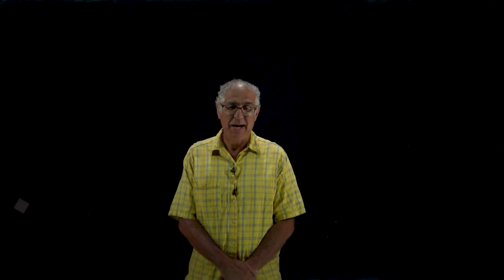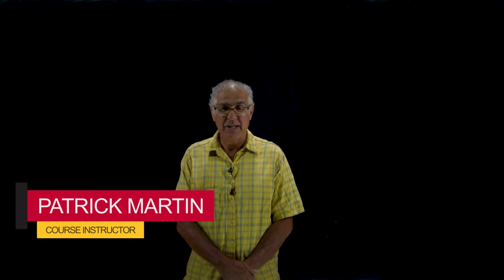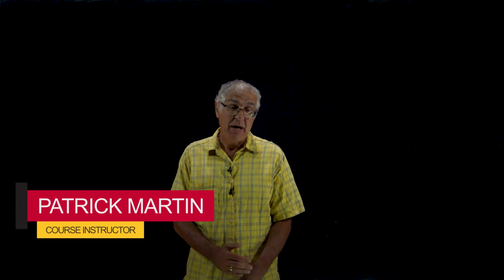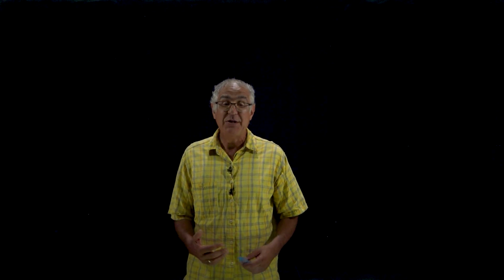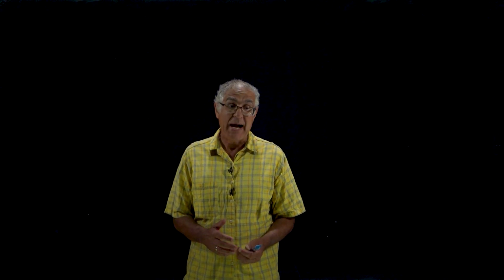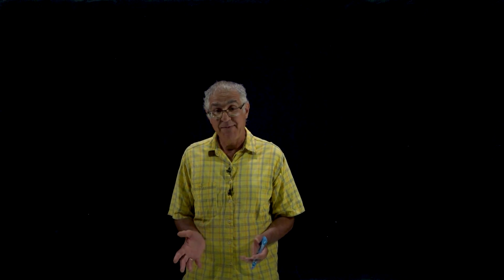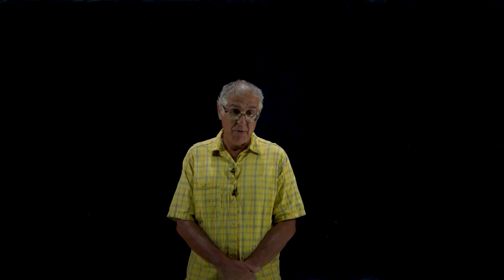Hi, this is Professor Patrick Martin again, and we're going to continue our discussion on fiscal policy. Last time we explained what expansionary and contractionary fiscal policy was and what conditions would lead the government of Canada to pursue either policy. Now we're going to graphically illustrate what happens in an aggregate demand, aggregate supply model when fiscal policy is employed.